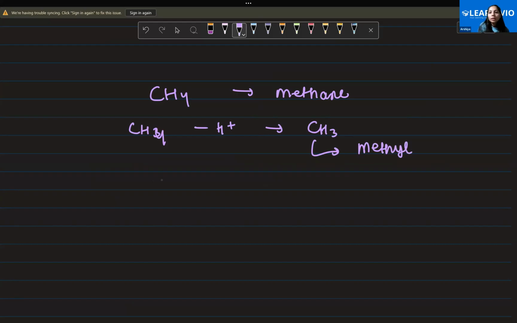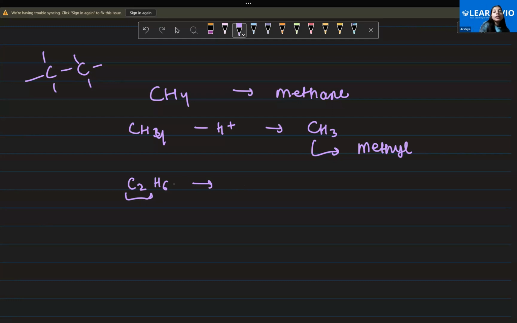Methyl, methyl. Okay. Now, when I have C2H6, what is this? C2 and 1, 2, 3, 4, 5, 6 hydrogens. Ethane. We have 2 carbons, right? Are you saying ethane or ethene? Ethane, A-N-E.